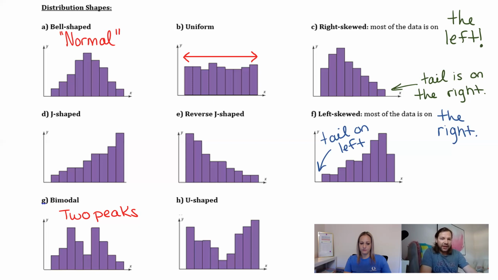And then we have J-shaped and reverse J-shaped. J-shaped just means that it's growing up, and that's kind of like that exponential growth you might see. And reverse J-shaped is the exact opposite, where it's sloping down. It has kind of that curve shape to it. And finally, we have bimodal, which means 2 peaks or 2 modes, and then U-shaped.